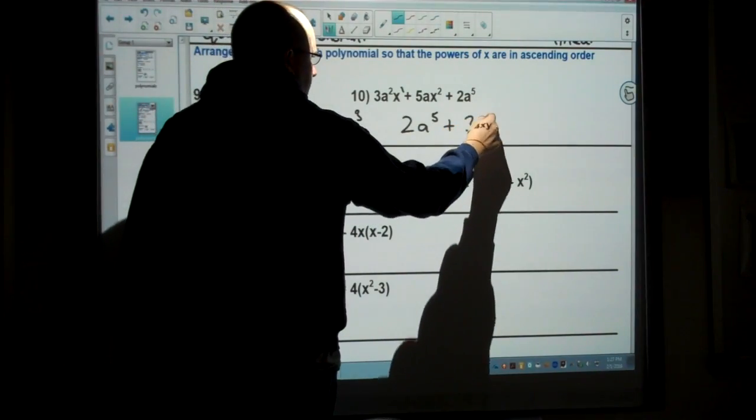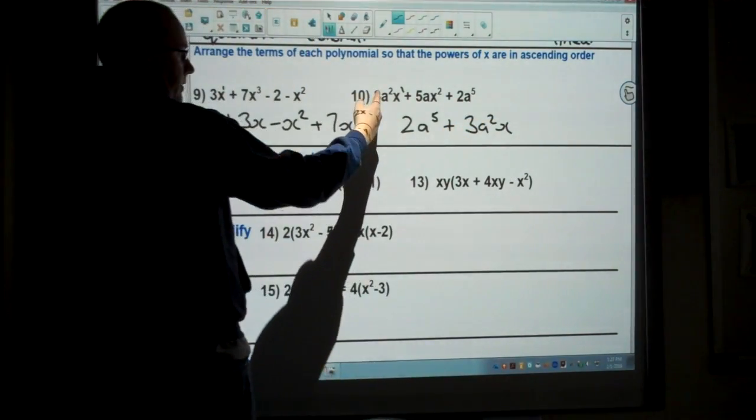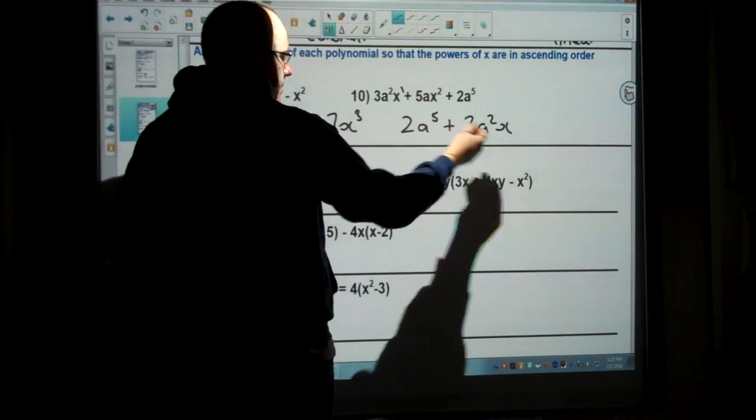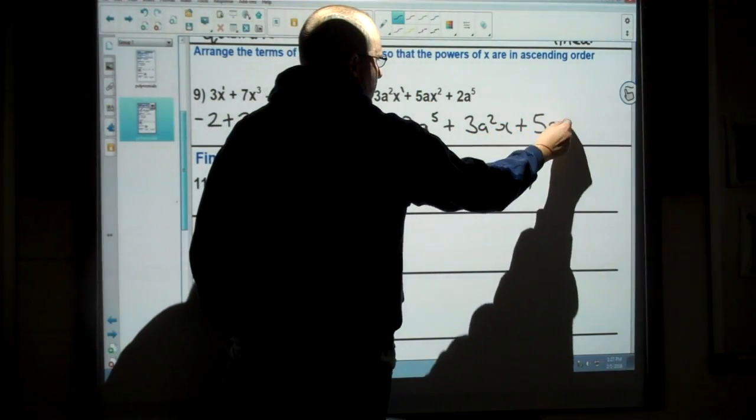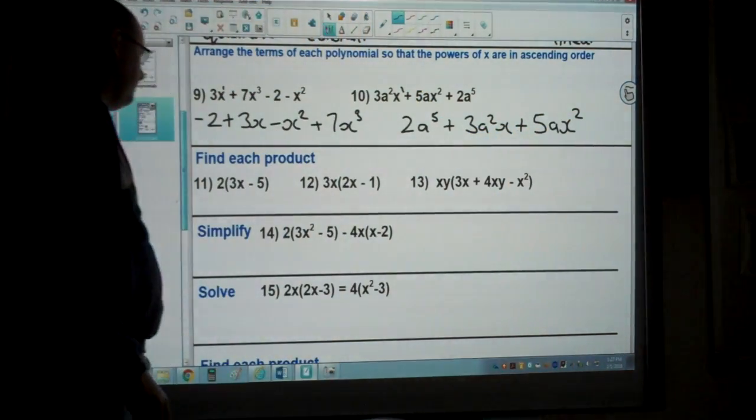So the smallest one is actually going to be this one. Then x to the 1. Once again, it's a positive term, so I'm going to put a plus there. And then plus 5a squared.